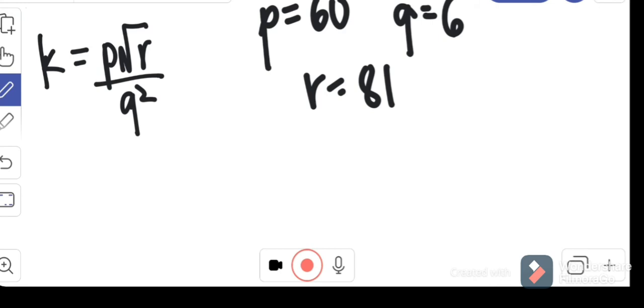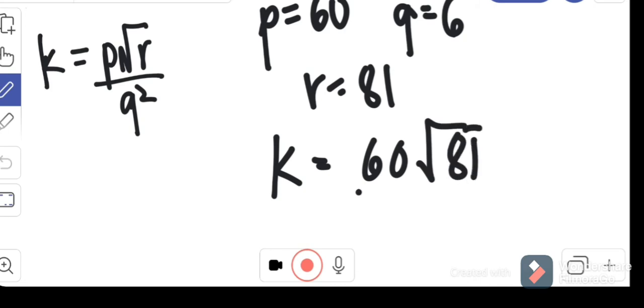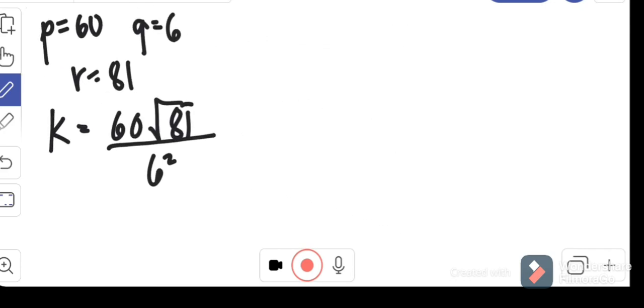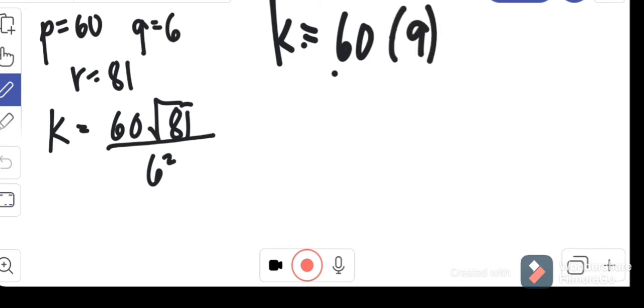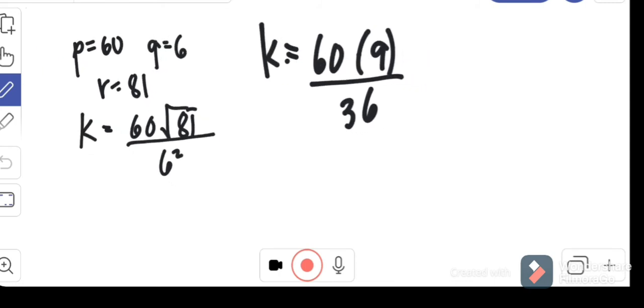Let's substitute. K is equal to 60 times the square root of 81 over Q squared, which is 6 squared. Then let's simplify. That's K is equal to 60. The square root of 81 is 9. And then 6 squared is 36.